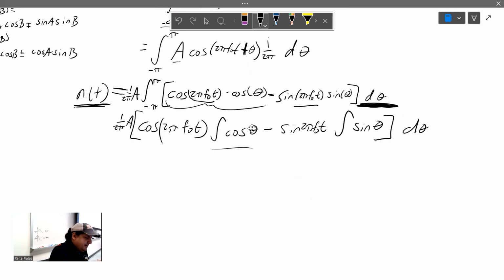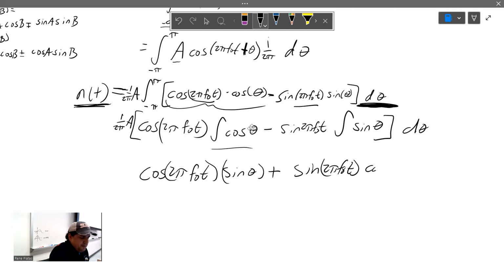Now this right here becomes sine, just a sine. So cos 2 pi f0 t times sine of theta. Oh, mine was 35, sorry. Minus, this is a negative cosine, so it becomes a plus: sine of 2 pi f0 t times cosine of theta, 1/2 pi a, evaluated from negative pi to pi. Boom. Easy peasy.